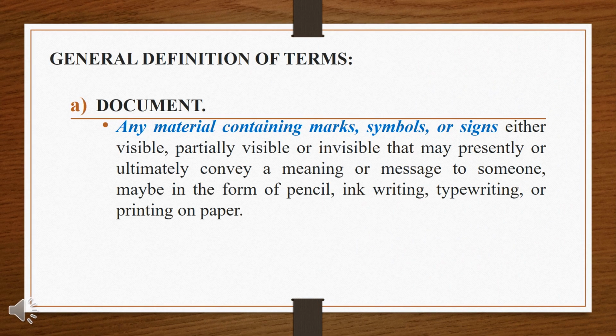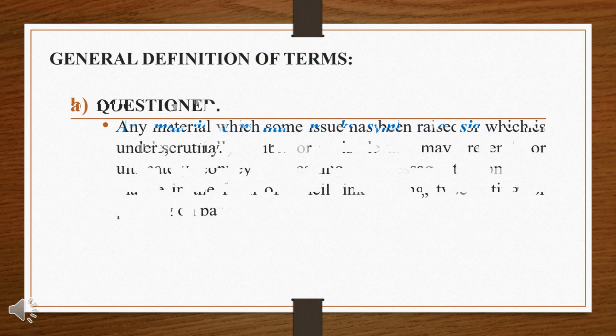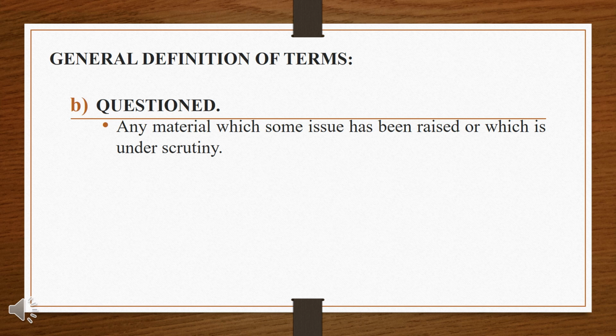General definition of terms. Document: any material containing marks, symbols, or signs, either visible, partially visible, or invisible, that may presently or ultimately convey a meaning or message to someone. It may be in the form of pencil, ink writing, typewriting, or printing on paper. Questioned: any material about which some issue has been raised or which is under scrutiny.